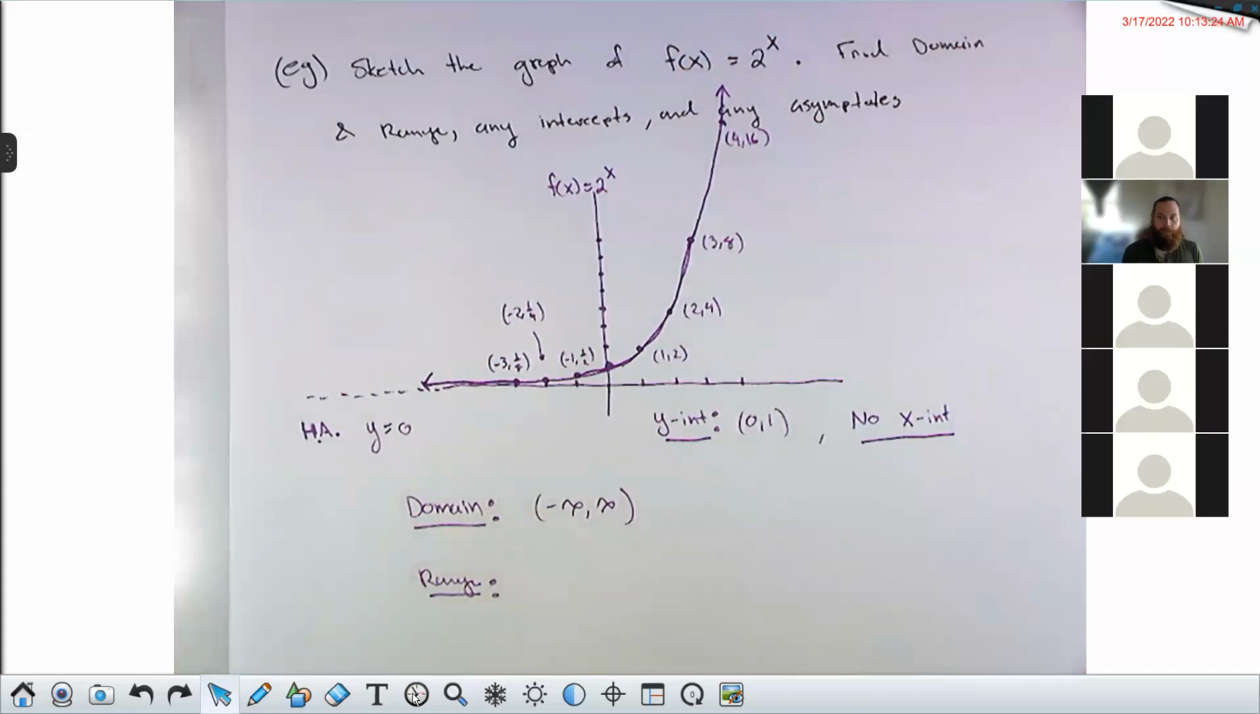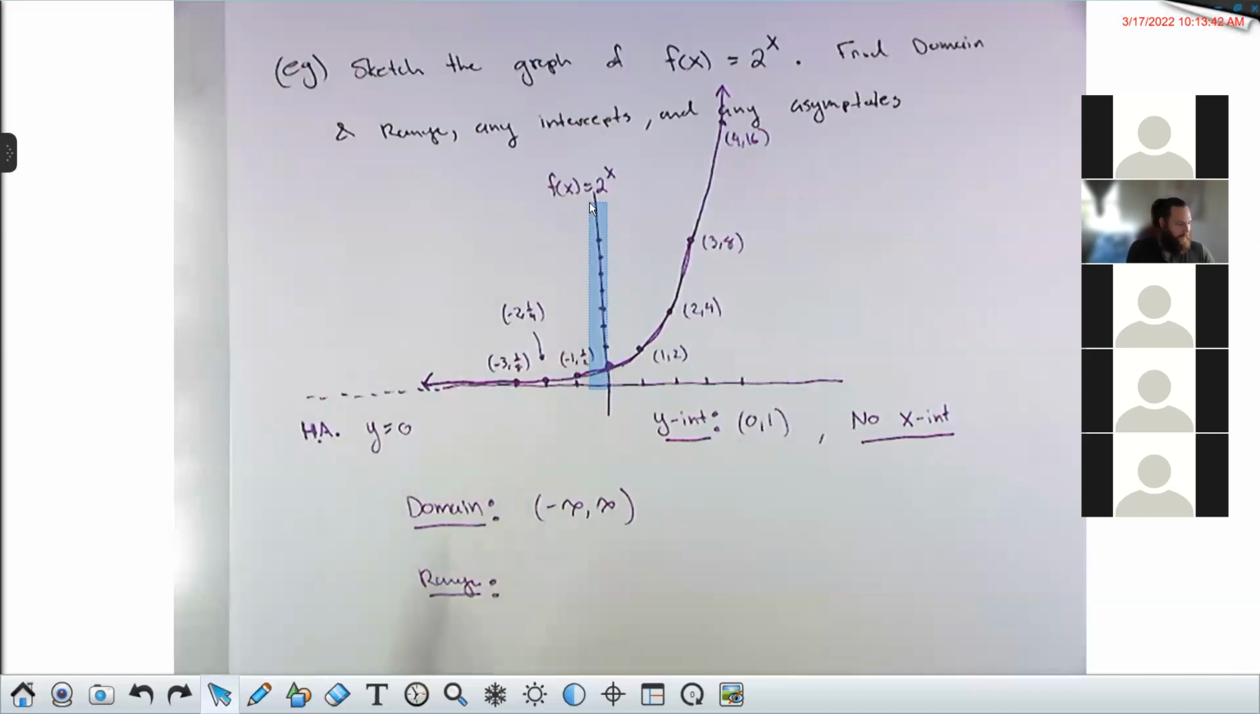Everything but 0? Well, almost. So do I hit any negative numbers? No. So everything except for 0 and the negative numbers. In other words, all the positive numbers, right?